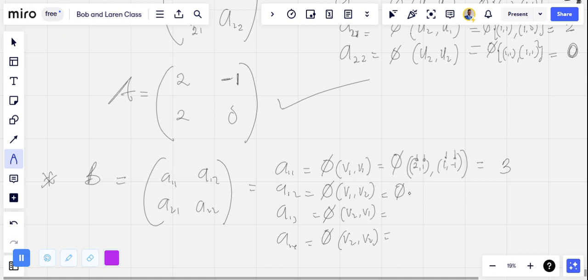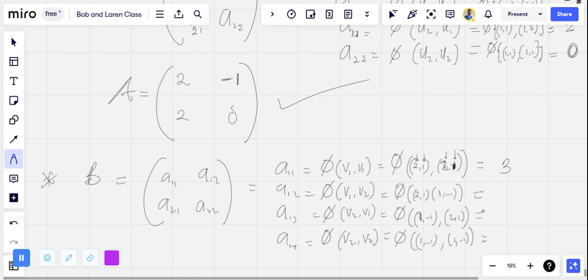If you do the same thing here, my v1 is 2, 1. Sorry, this is v1, v1. I'll still have 2, 1. Sorry for that, please. So this one is v2, that's 1, minus 1. Then v1 is 2, 1, while this one will still be 1, minus 1, and my v2 is also 1, minus 1.